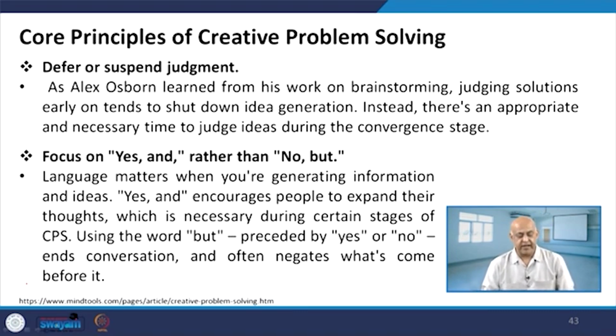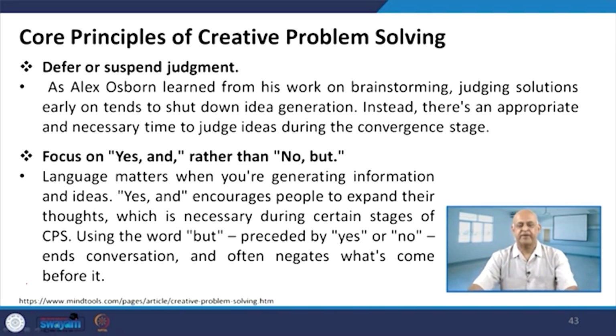Focus on yes and rather than no, but, therefore, always, because everything is uncertain. So you can say yes also and you can say no also, but what is suggested is the yes and we can try. That will encourage people to expand their thoughts, which is necessary during certain stages of critical problem solving.